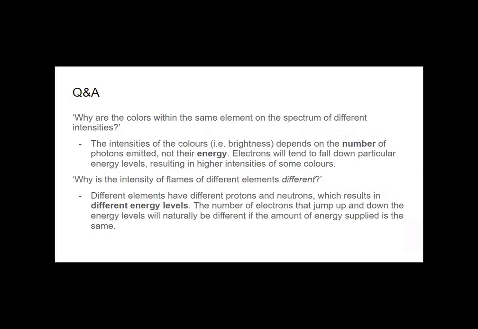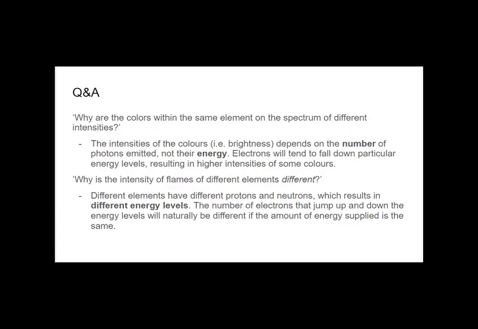So, moving on to the Q&A. A question was asked regarding why colors within the same element on the spectrum have different intensities. The intensities of the colors, i.e. the brightness, is proportional to the number of photons emitted and not the energy released. As electrons will tend to fall into particular energy levels, this results in higher intensities of some colors.